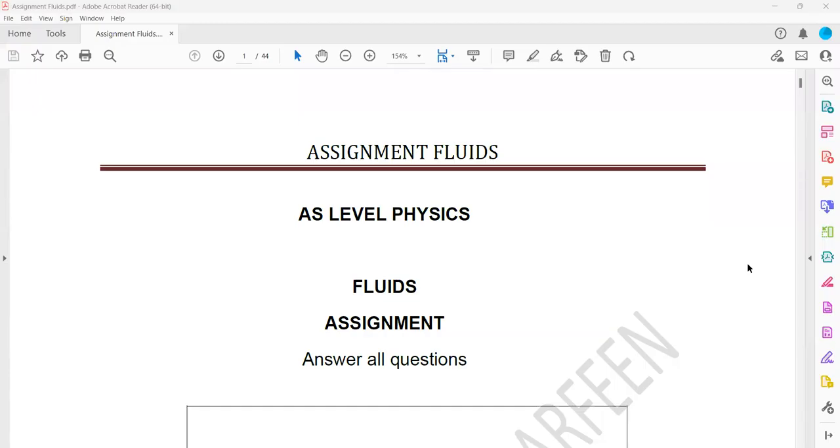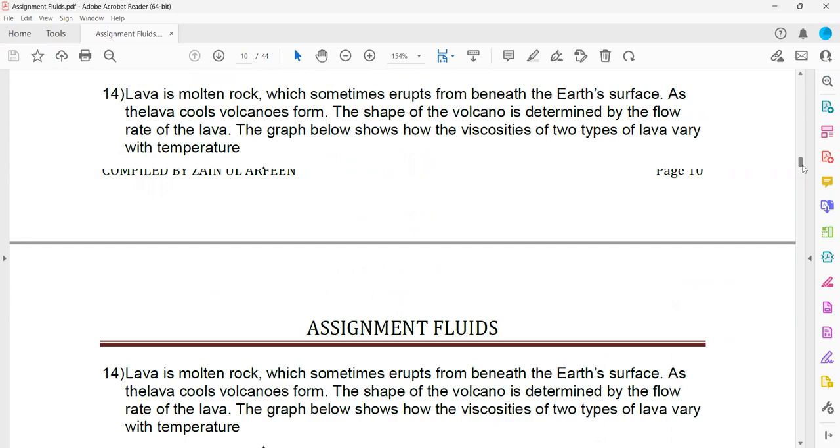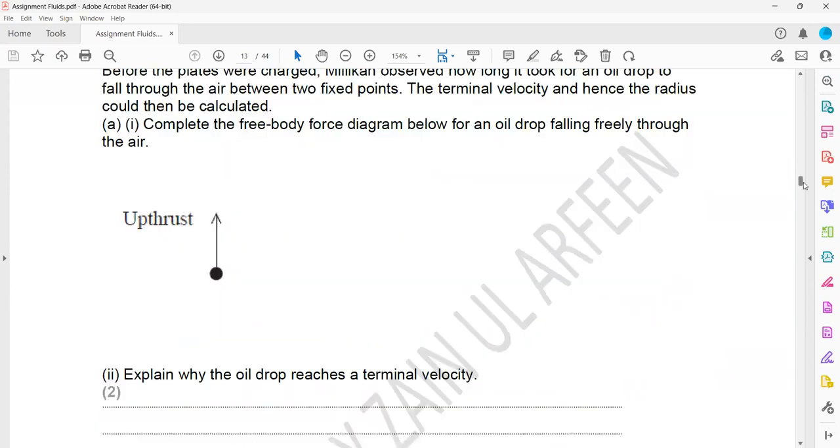So this assignment is related to fluid flow. As I mentioned, I have already recorded a session for the first 16 questions, so I will solve from question 17.